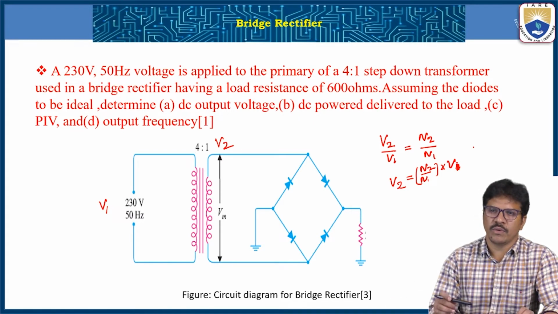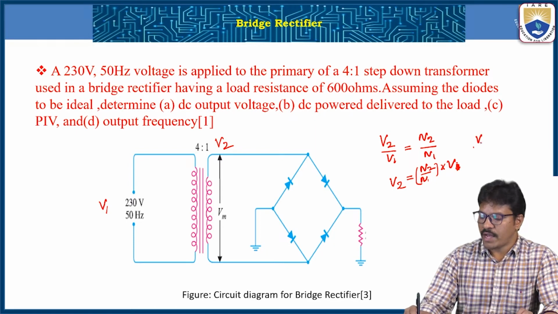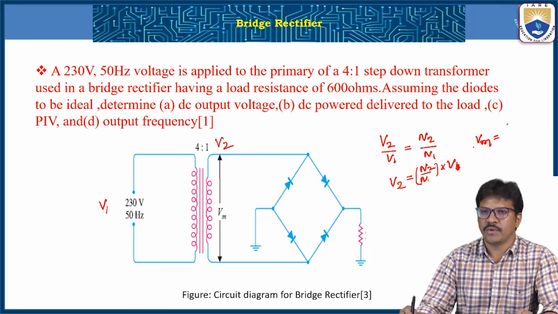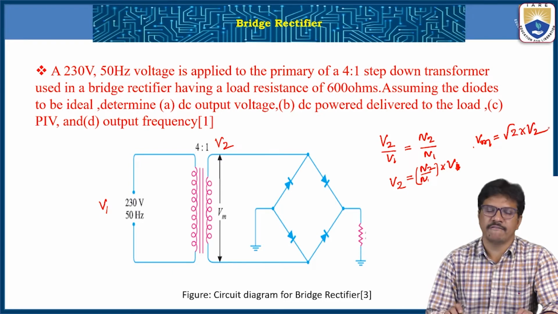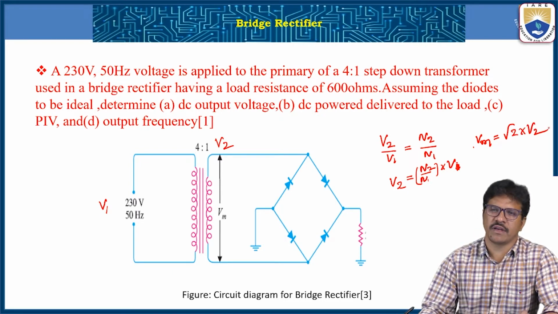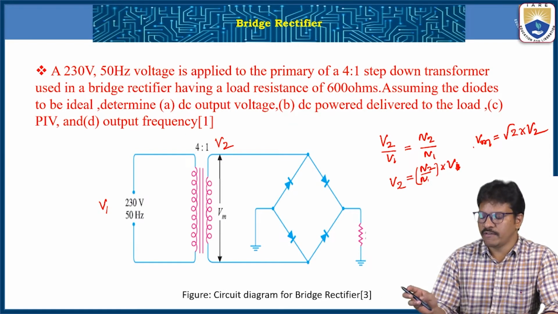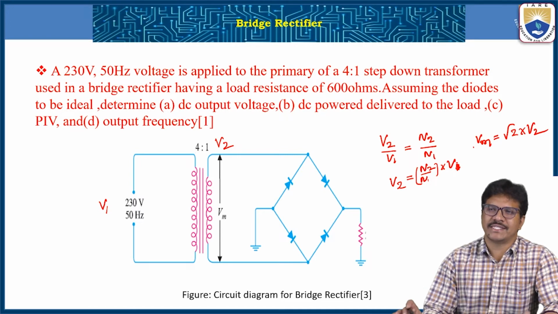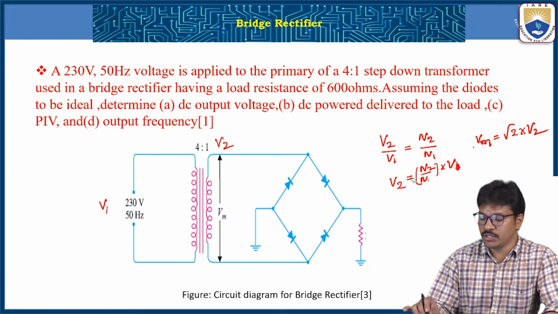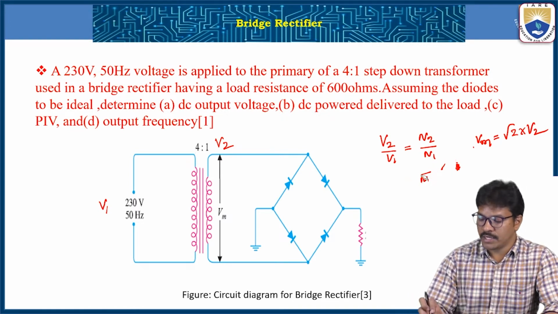Once we know V2, then the maximum voltage needs to be found. Vm is equal to root 2 into V2. That is enough in the bridge rectifier and the half wave rectifier. Only in the center tap transformer, V2 is again divided into 2 parts at the center tap. That is the only difference. Once you are aware of how to find Vm, it is very easy to solve the problem. Let us see.